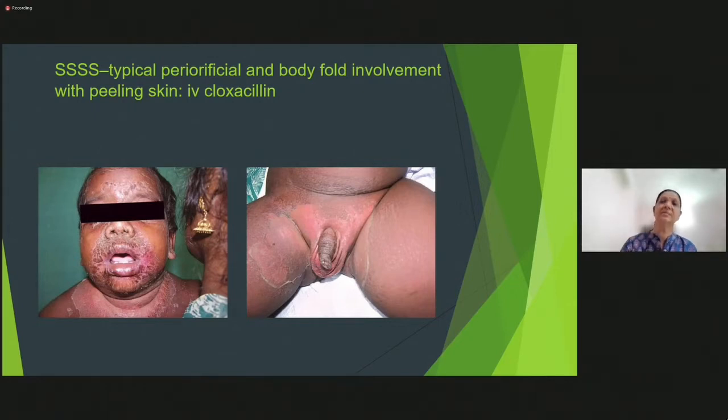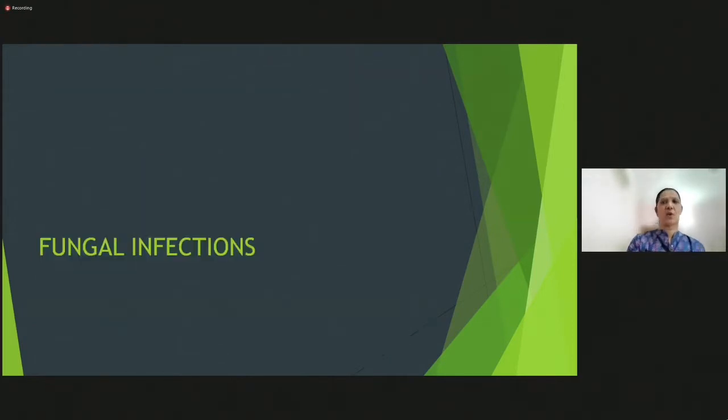This is where the skin starts peeling. How to recognize it: it starts with fever, the child is very toxic and sick, the skin is tender, and the peeling of skin is seen around the oral and the genital area. So that's called periorificial and body fold peeling. Treatment will be IV cloxacillin. So that was all about bacterial infections.